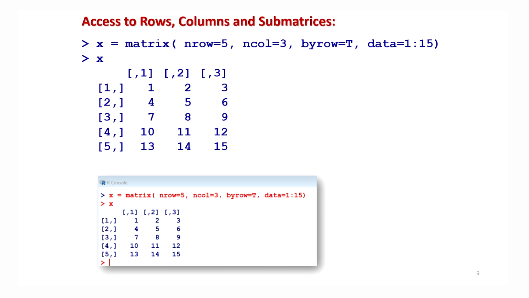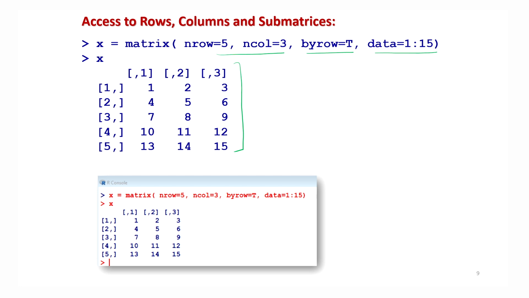So now let me take another matrix. Suppose I create a matrix of order 5 by 3, and the data here is 1, 2, 3, 4 up to 15, arranged by rows, right? So this is my matrix X. Now I would like to do different types of operations to extract a particular row, a particular column, or a submatrix.